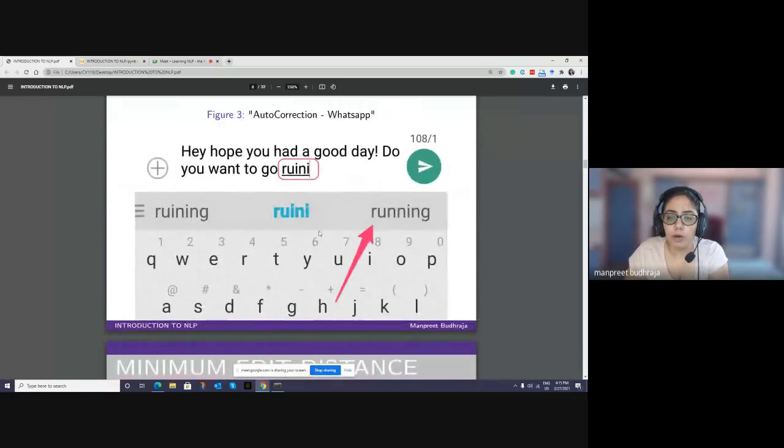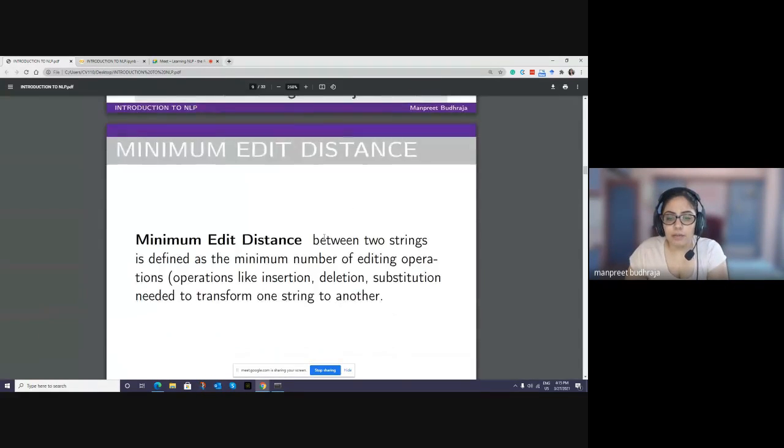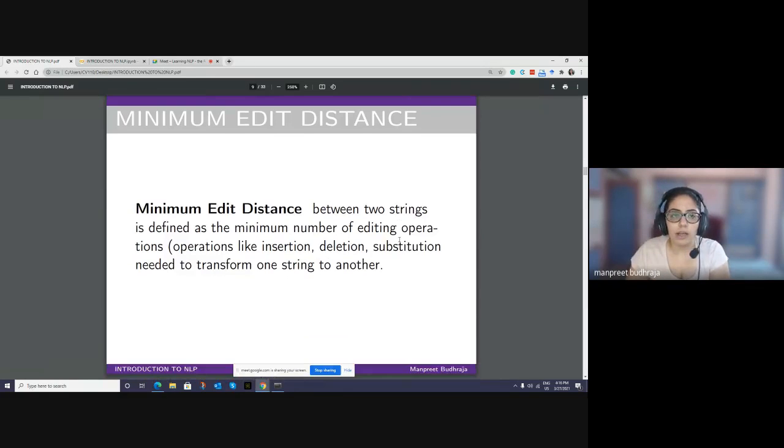In your WhatsApp also you have this thing telling you to write the right spelling. "Hey, hope you had a good day. Do you want to go for running or running?" So you would prefer running. So this algorithm works in this way, like auto correction in your WhatsApp. Minimum edit distance between two strings is defined as the minimum number of editing operations like insertion, deletion, substitution that need to transform one string into another. Now I'll take you to the coding.